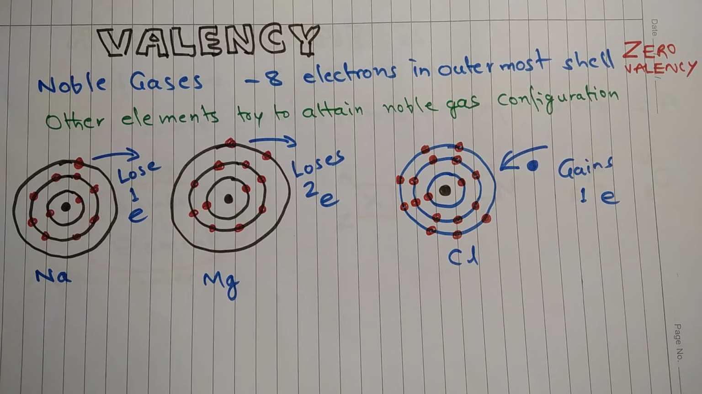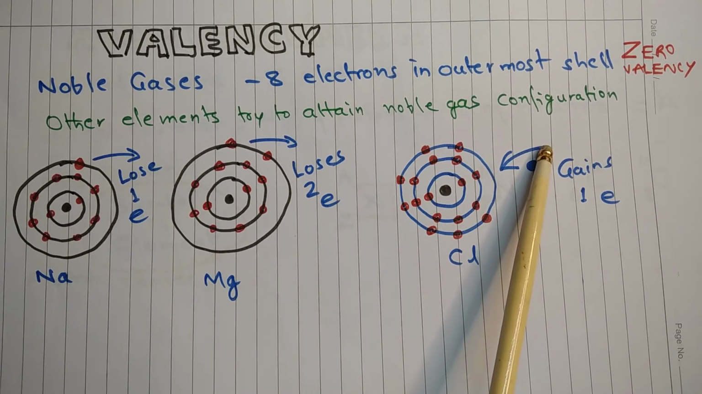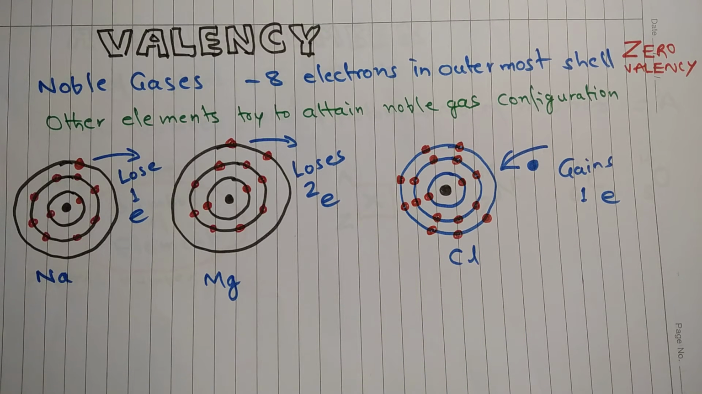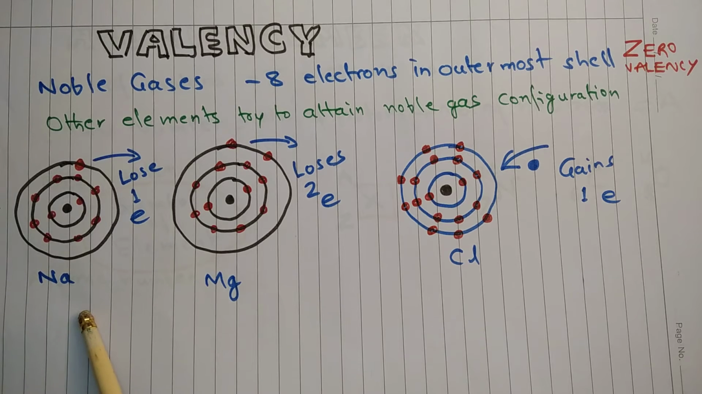Since they have a fully filled outermost shell, they do not make compounds with another element, and they have 0 valency. Other elements try to attain noble gas configuration in order to gain stability, and that is why they try to make compounds, and this can be done by either losing electrons or gaining electrons. So let us see these examples. This is the atom of sodium.